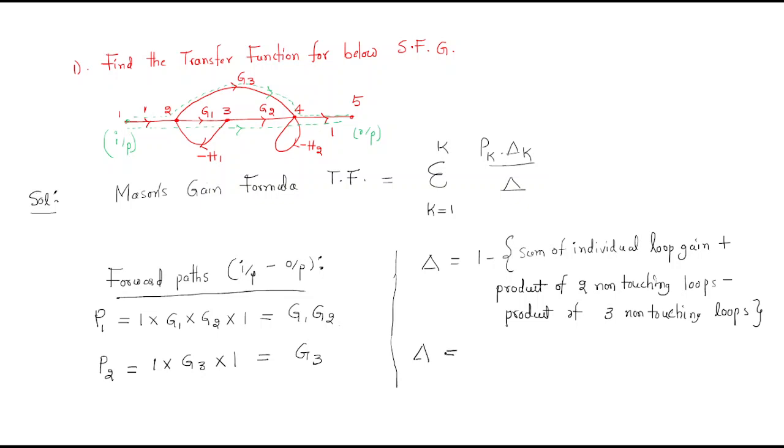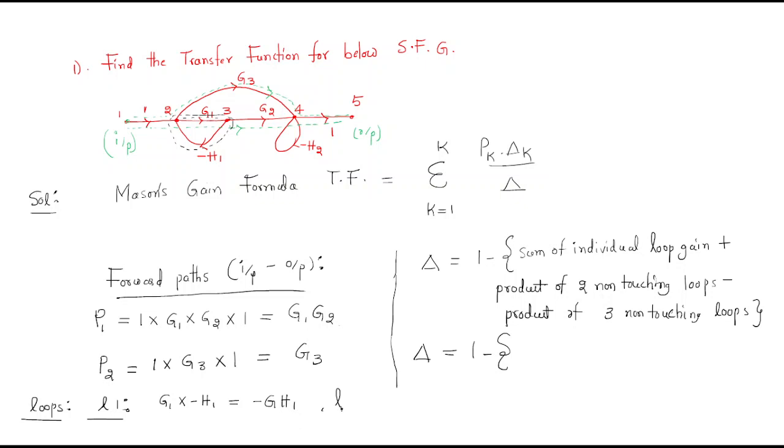For that, 1 minus sum of individual loops. So where are the loops? First you have to write down the loops here. First, loop 1. Look at here, this is loop 1. What is loop 1? Loop 1 is G1 into minus H1, so you will get minus G1H1 as loop 1.